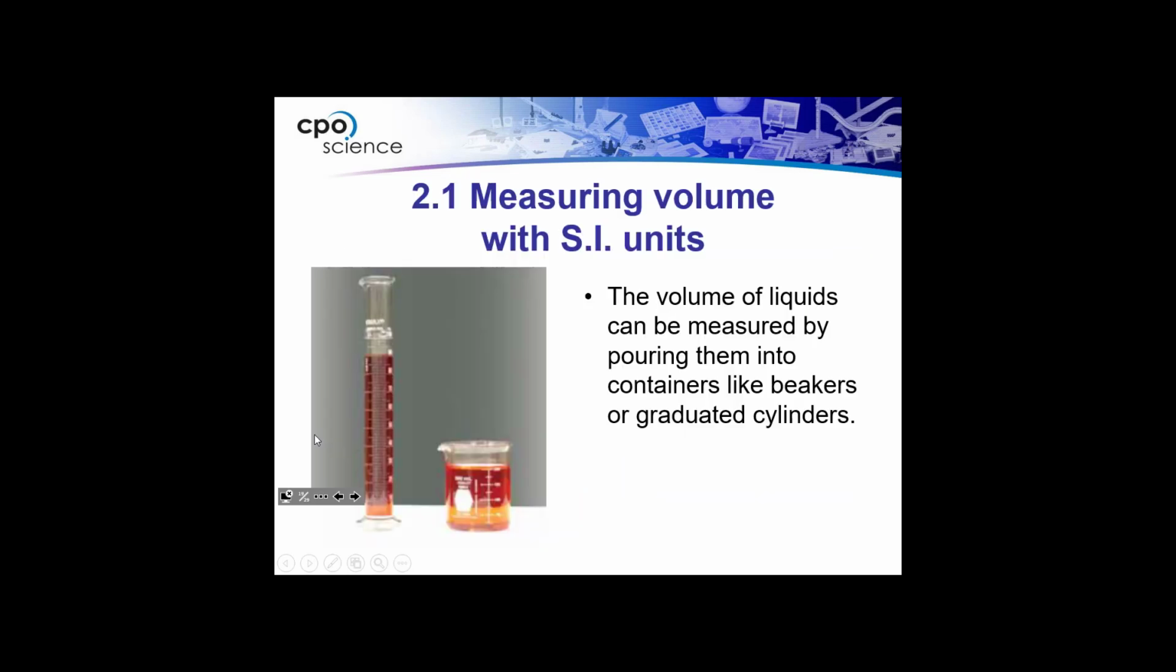This is what we're going to be doing in class, mainly using beakers and graduated cylinders. Here's our beaker, here's our graduated cylinder, and they both measure in milliliters. Your graduated cylinder is more accurate than the beaker. The beaker is usually a little bit off and is used for very general measurements. If we need a very specific amount, we'll use the graduated cylinders.